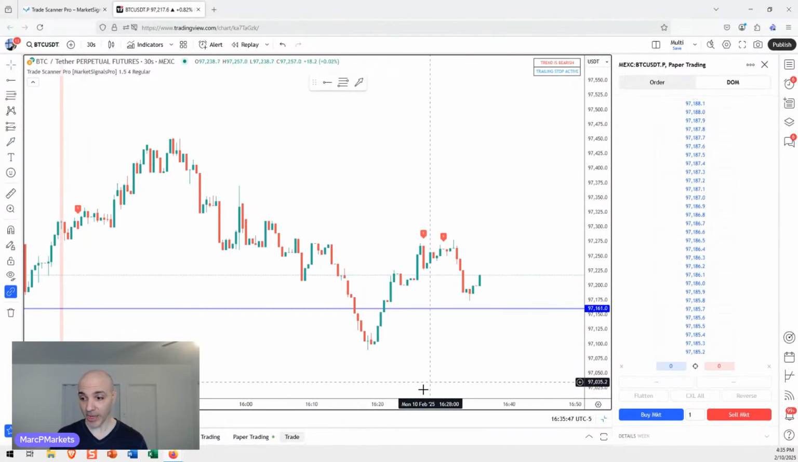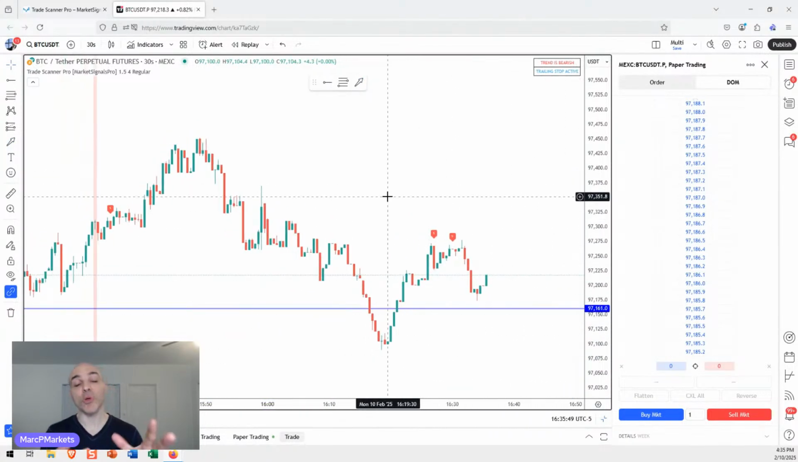Now, if I wanted to be conservative with this, and this is what you should do, like remember that swing trade example that I gave you earlier with the 93K area, whatever it was, and then waiting for the long signal.